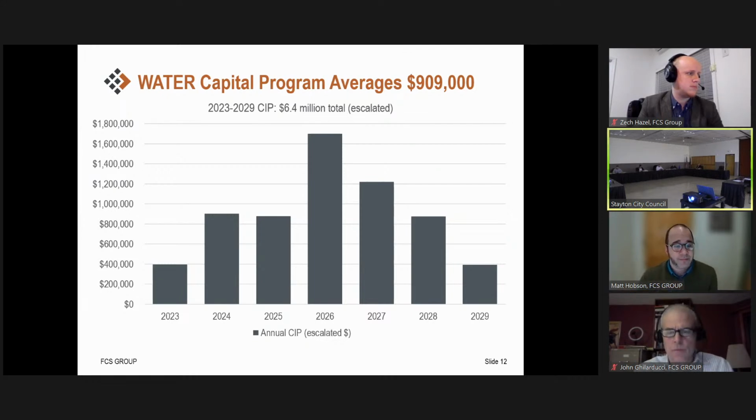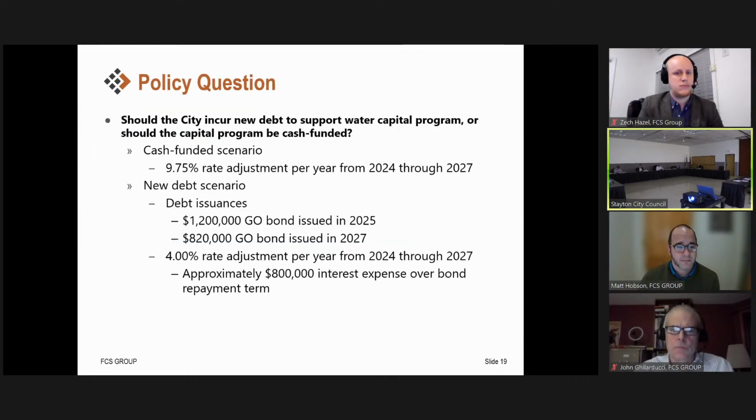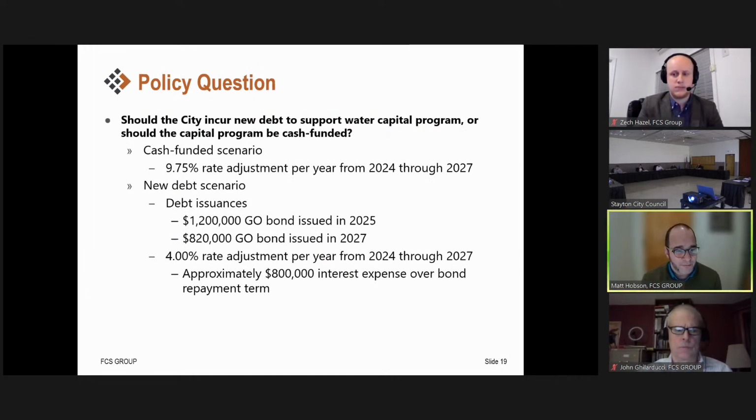Councilor Orr. Thank you. These GO bonds, do these need to be voted on by the community? No, these would not require a vote of the people.